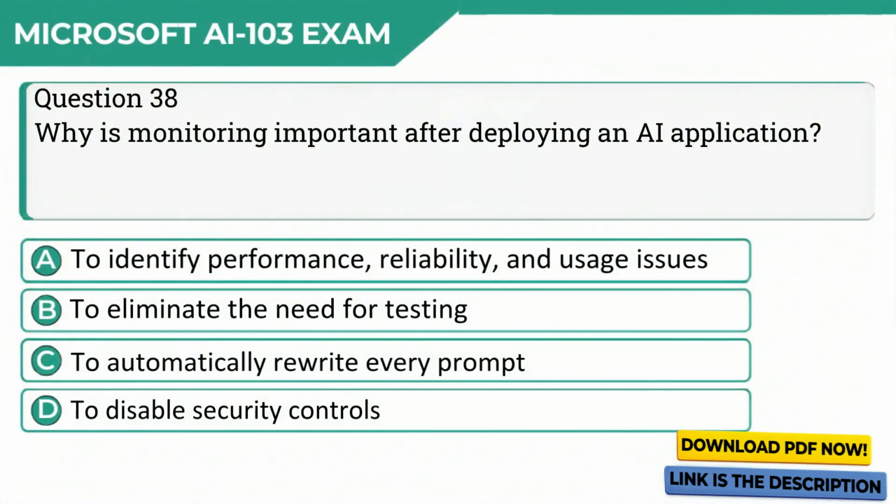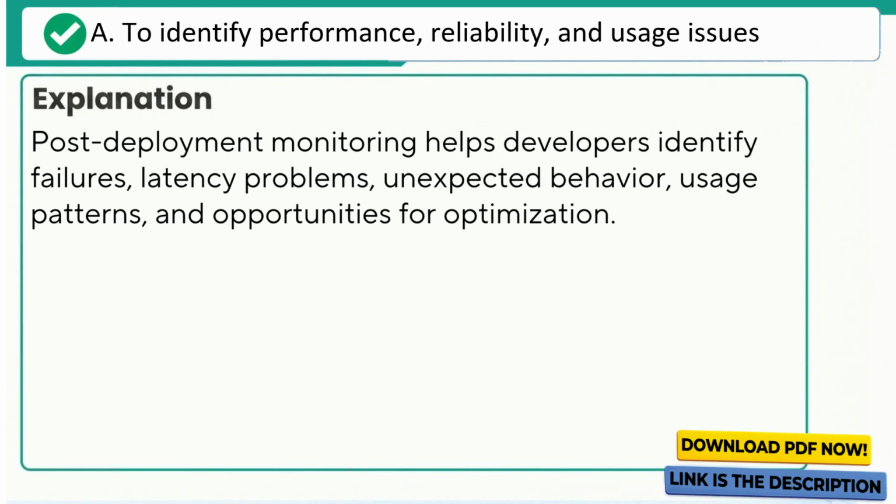Question 38. Why is monitoring important after deploying an AI application? A. To identify performance, reliability, and usage issues. B. To eliminate the need for testing. C. To automatically rewrite every prompt. D. To disable security controls. Correct answer: A. To identify performance, reliability, and usage issues. Explanation. Post-deployment monitoring helps developers identify failures, latency problems, unexpected behavior, usage patterns, and opportunities for optimization.